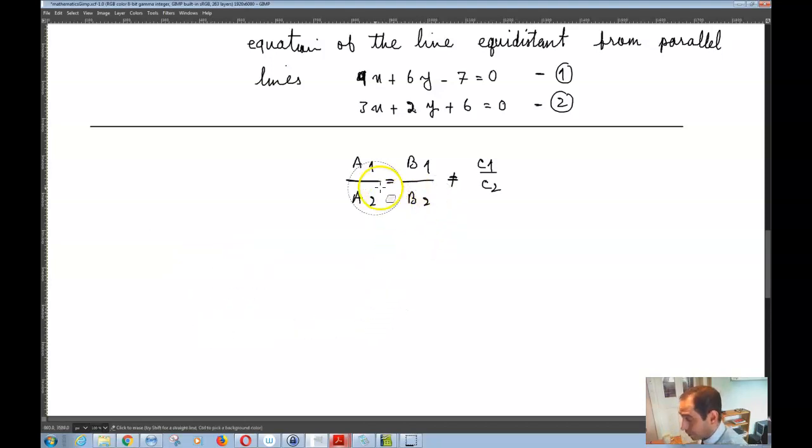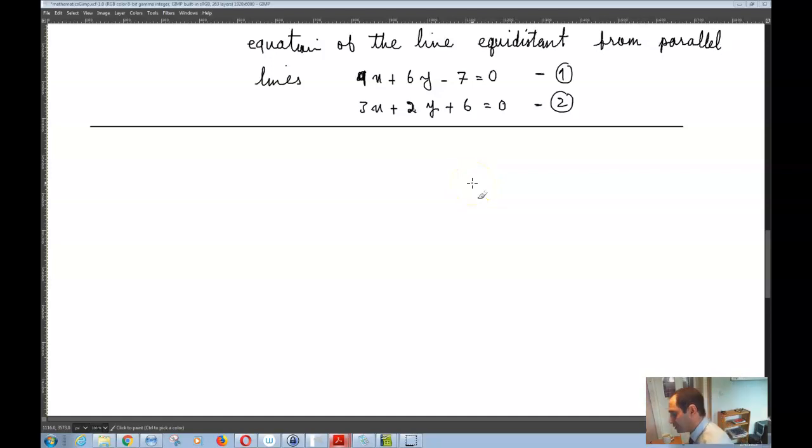Okay, so now we had a formula that told us about the distance of two parallel lines, I suppose. There was a formula. Let me see what that was. I don't remember that anymore.